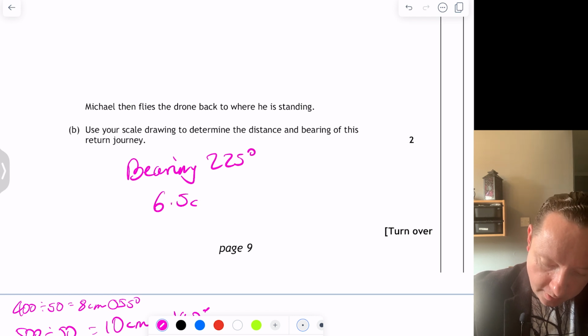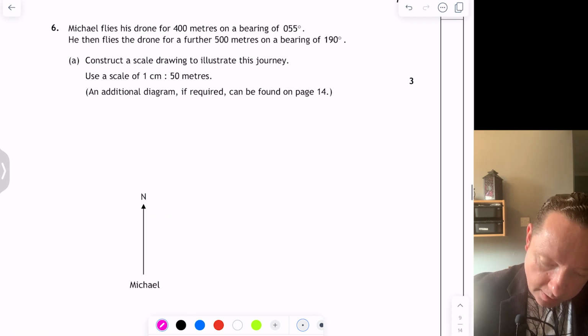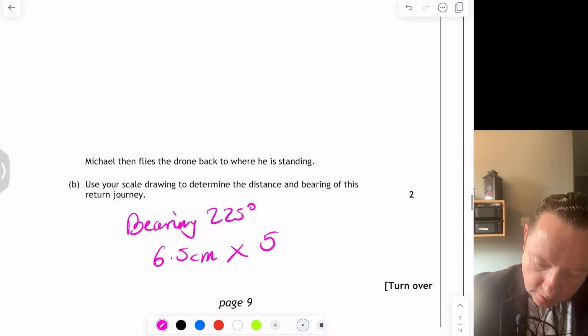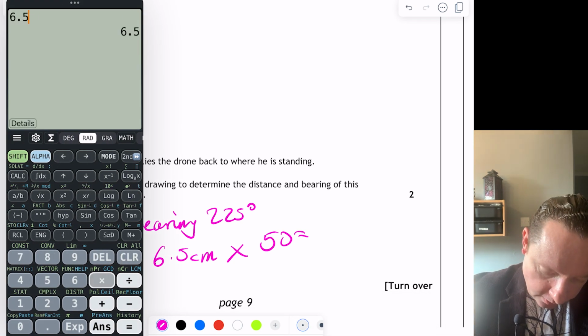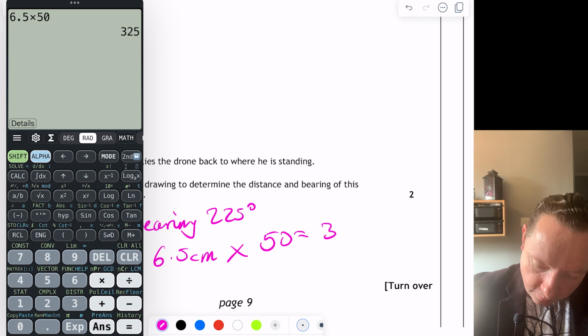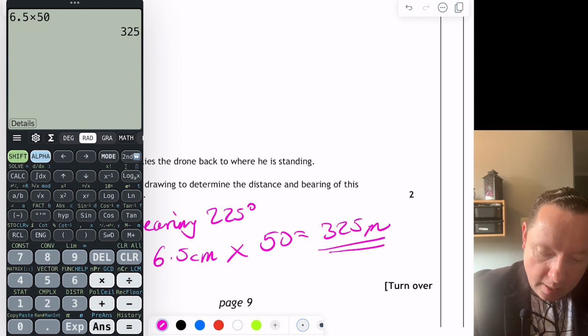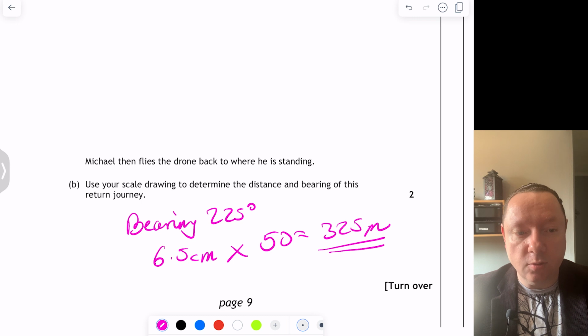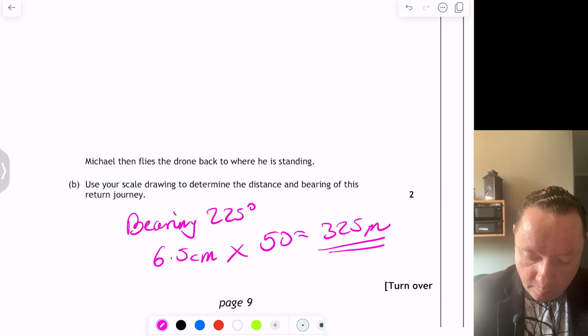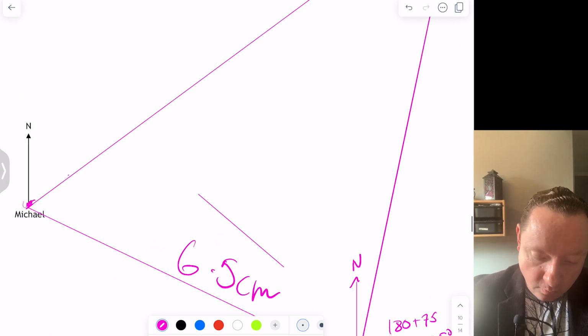I've got 6.5 centimetres, but remember I need to times that by 50 because that was what I started with as my scale. So 6.5 times 50 is 325 metres. And that'll be me done there. But remember, if you do this question yourself, your answer will be way more accurate than that because I'm way off based on the fact that I'm using an iPad here. But you get the idea, hopefully, rather than anything else.